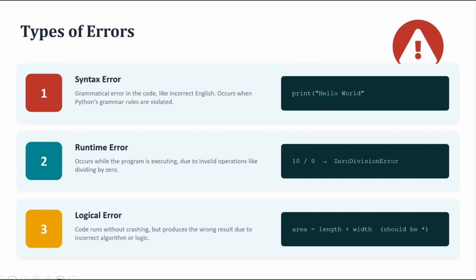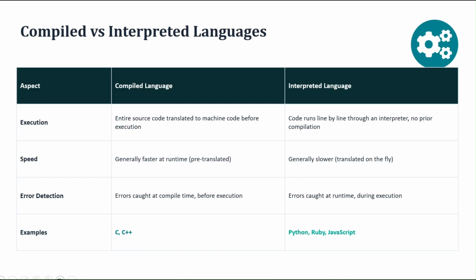Logical error. This one's the sneaky one. Your code runs perfectly, no errors, but the output is wrong. Why? Because your logic was wrong. Like calculating area as length plus width instead of length times width. Code runs fine, answer is wrong. This one takes time to debug. So syntax is grammar, runtime is crash, logical is wrong answer. Got it?